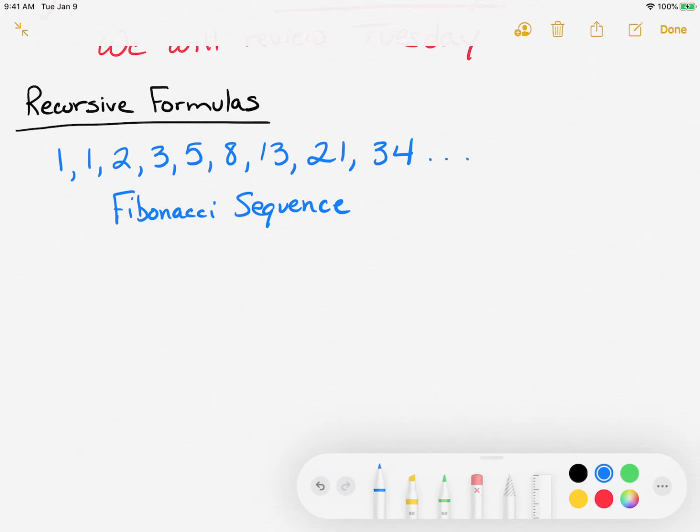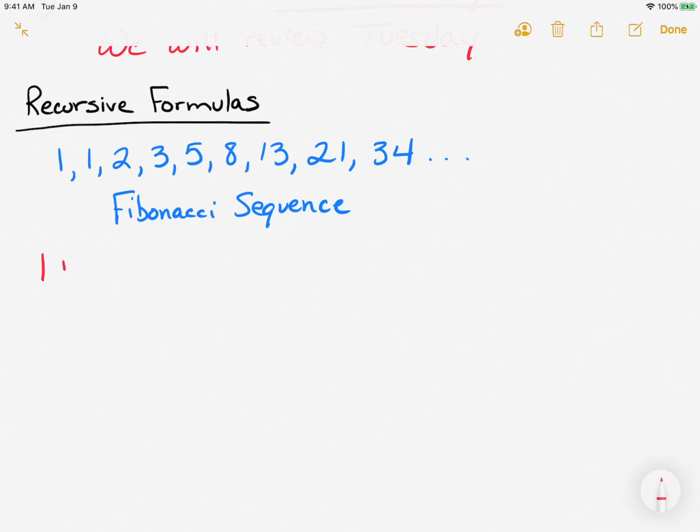The first two numbers are ones, so if you do 1 plus 1, you get 2, which is the third number. Then you do the second number plus the third number to get the fourth number. Then you do the third number plus the fourth number to get the fifth number, etc. So this is called a recursive formula or recursive sequence because it uses the numbers in front of it to make the sequence.